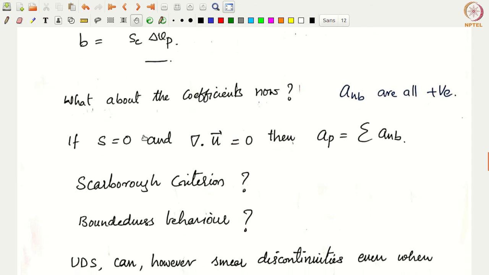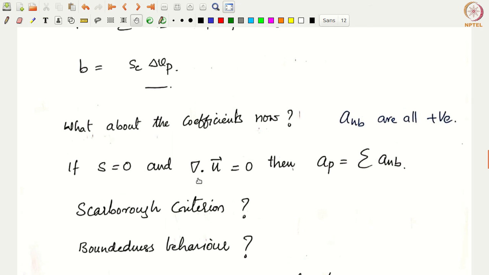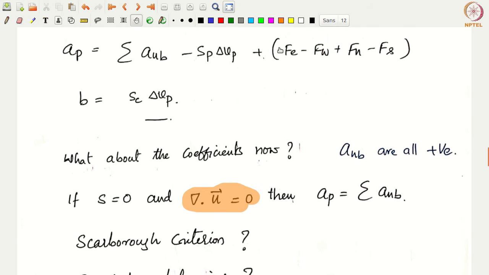Let us say there is no source, S equals 0, and for the incompressible flow, it satisfies the continuity equation. So if the underlying flow field that is given to us satisfies the continuity equation, it satisfies mass conservation. That means if it satisfies mass conservation, what will happen to this term here that we have? The Fe minus this entire term would be equal to 0 because it satisfies mass continuity, and the source term is also 0, so this term is also not there, right?